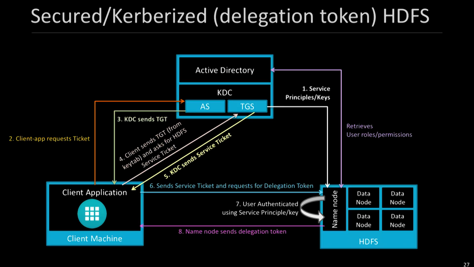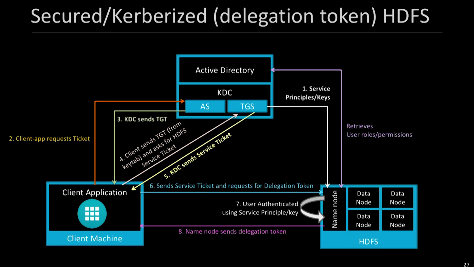But wait, there is a little variation to it. Key tab is not the only option. There is another option you can use, which is called delegation token. A lot of the time people use it. In this case, most of the steps remain the same. Only the last two steps are different.